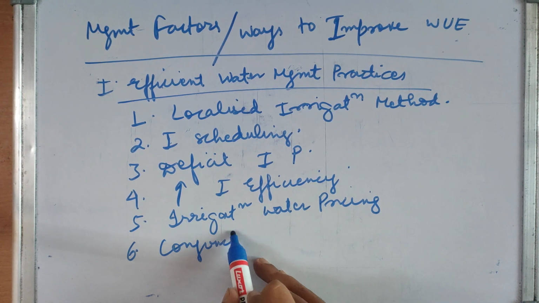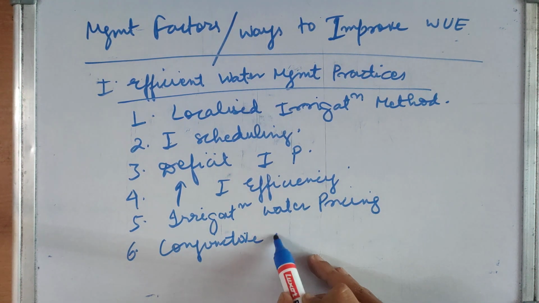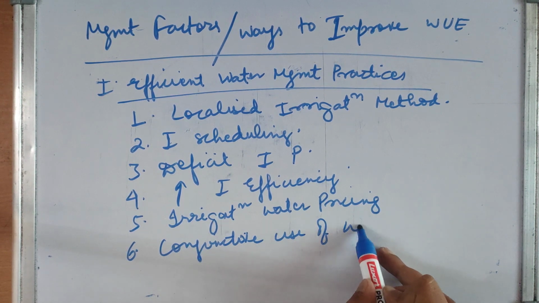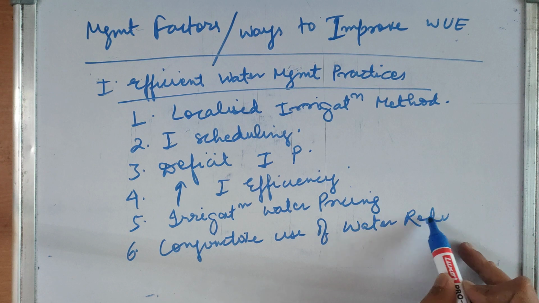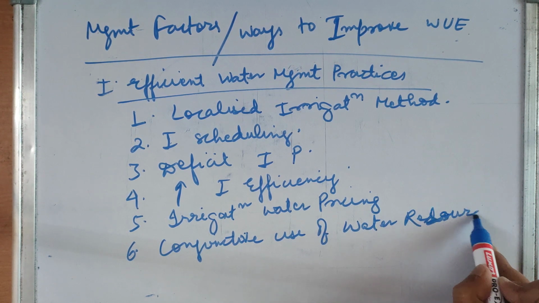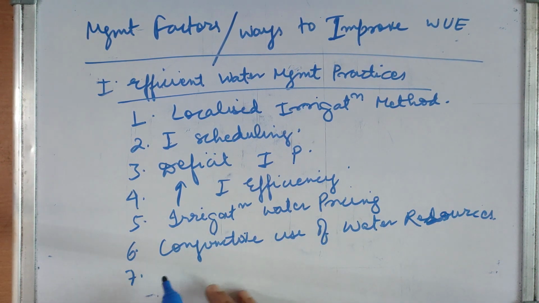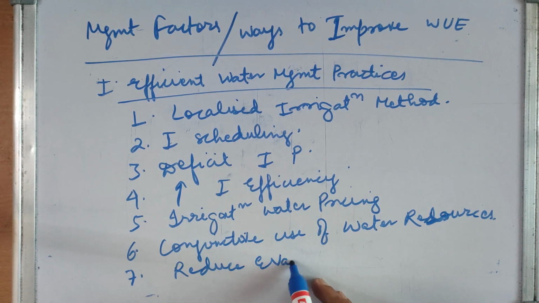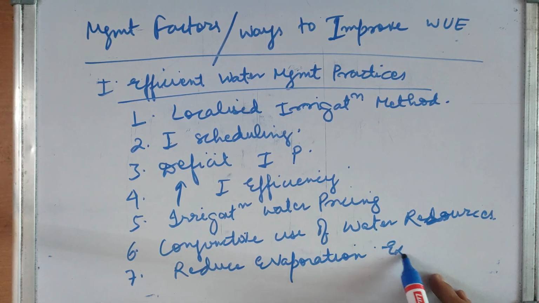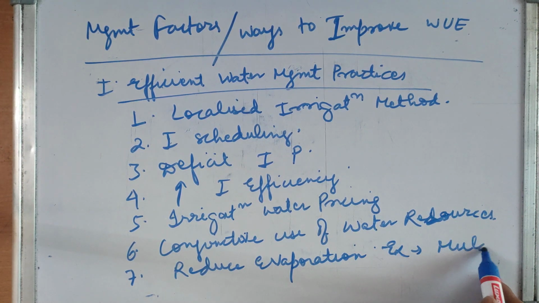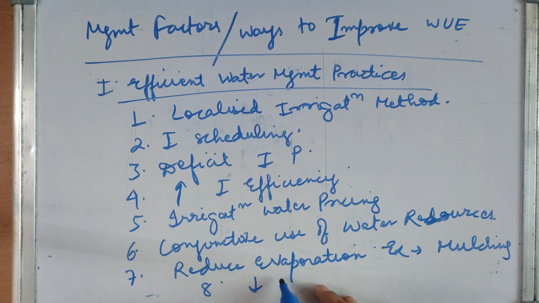conjunctive use of water resources, and reducing evaporation. How can we reduce evaporation? For example, by mulching. Also reduce runoff and percolation losses.